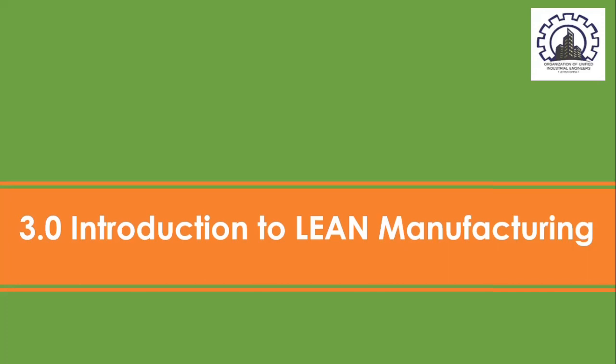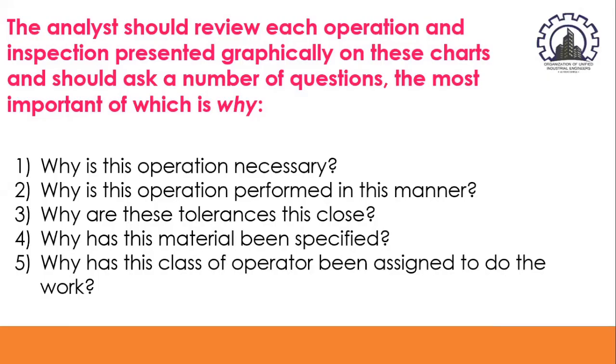Now, as we learned in Chapter 2, operation analysis is the third method step, the one in which analysis takes place and the various components of the proposed method crystallize. Now, it immediately follows obtaining and presenting facts using a variety of flow process charting tools presented in Chapter 2. Now, the analyst should review each operation and inspection presented graphically on these charts and should ask a number of questions, the most important of which is why.